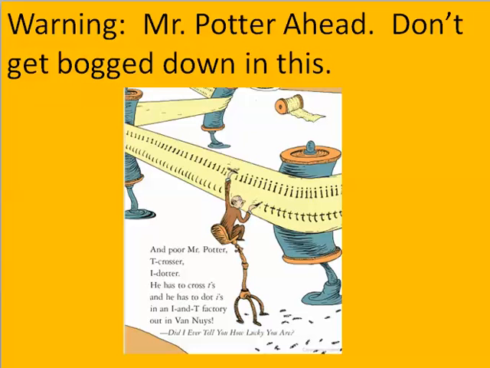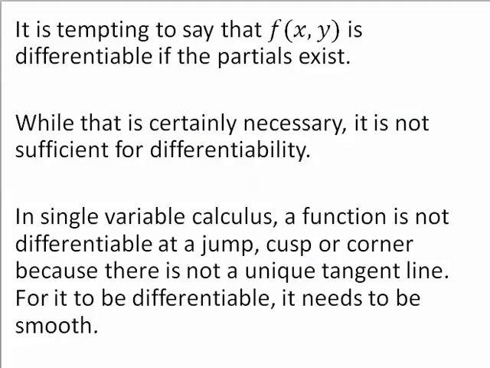I am about to get a bit technical here. It is tempting to say that f is differentiable if the partials exist. While that is certainly necessary, it is not sufficient for differentiability. In single variable calculus, a function is not differentiable at a jump, a cusp, or a corner because there is not a unique tangent line. For it to be differentiable, it needs to be smooth.